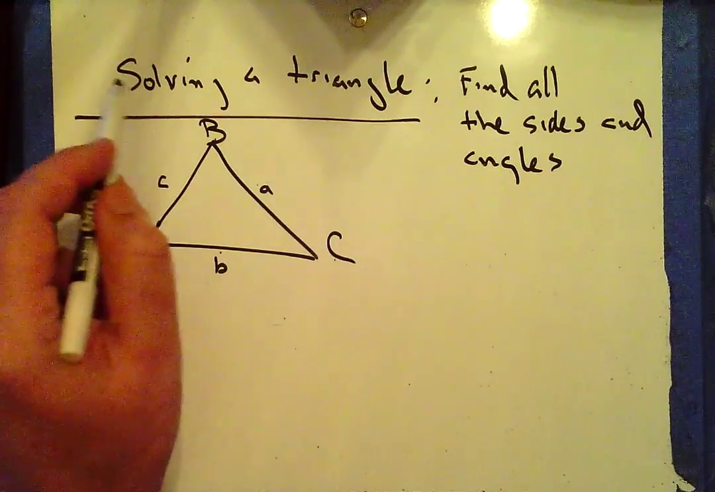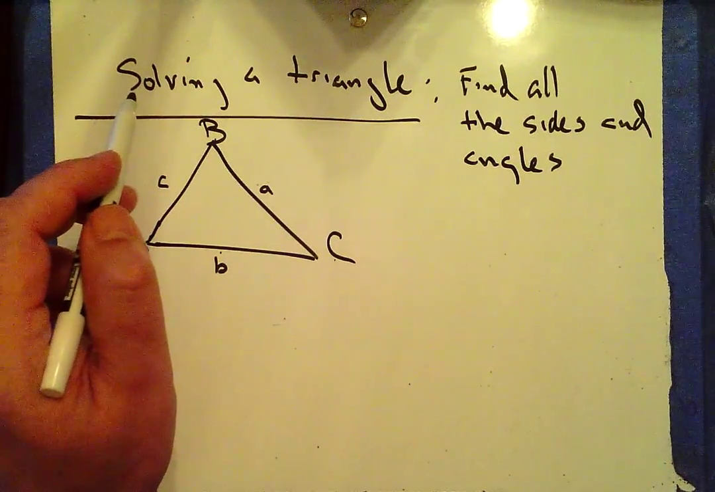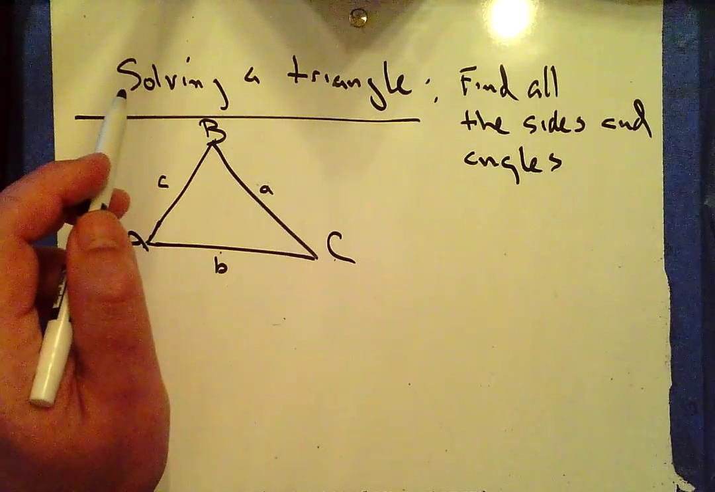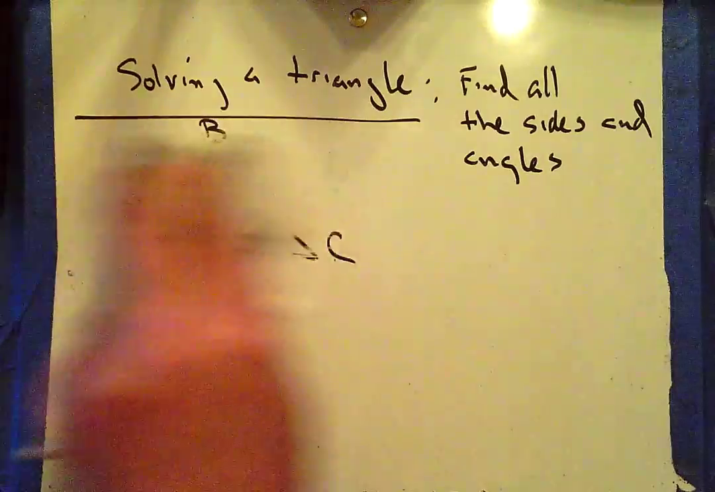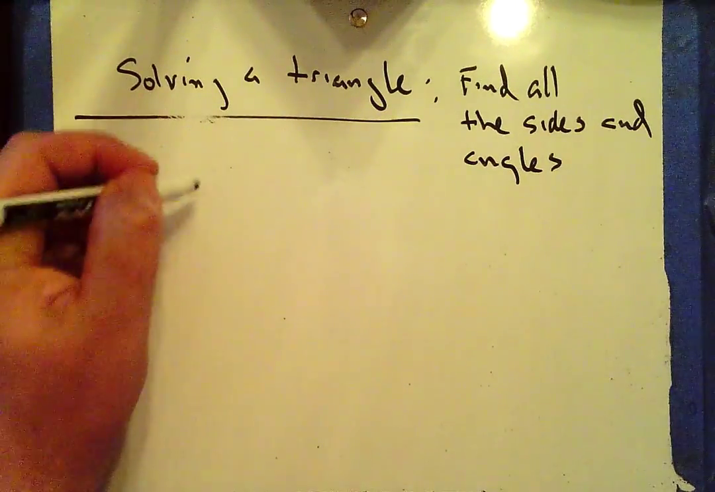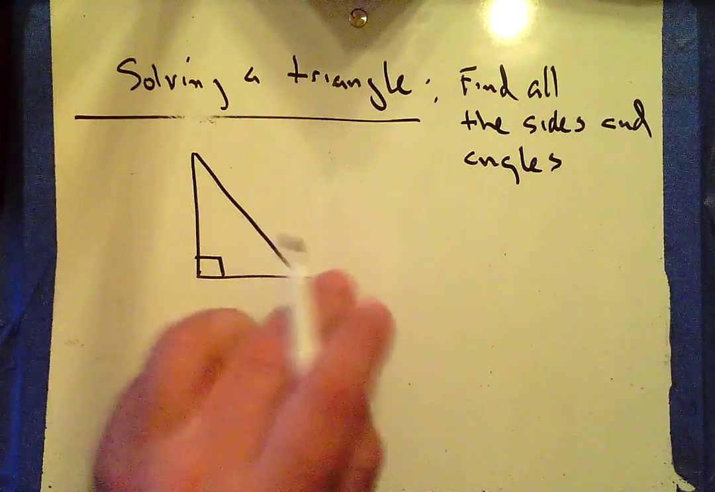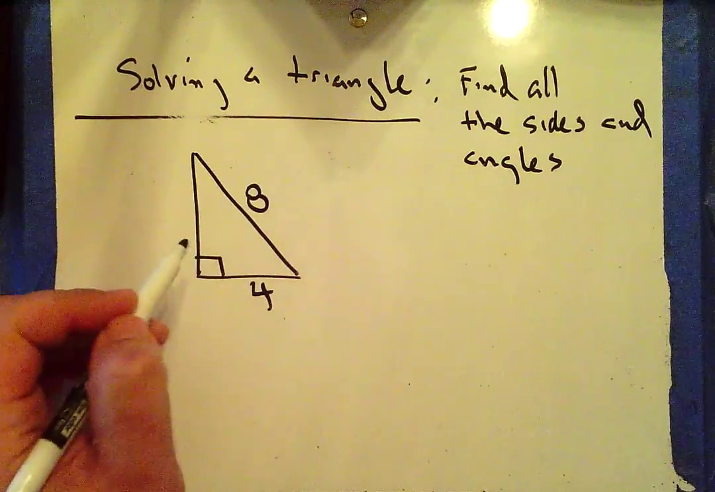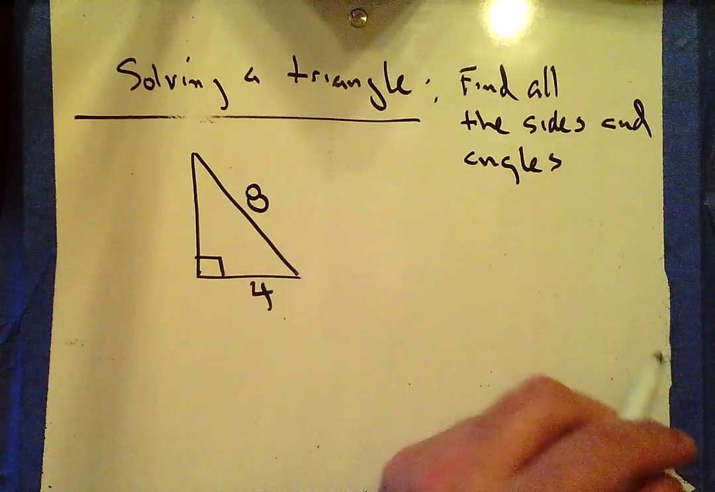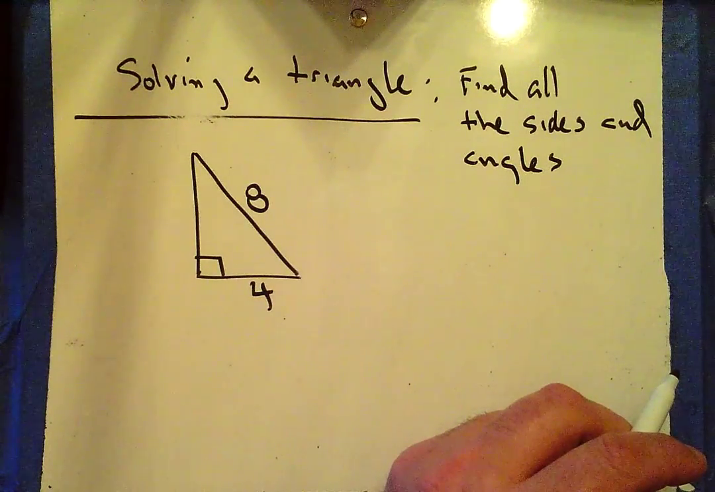Now, we're going to be solving a triangle, and I kind of want to ask you the question, what's the least amount of information you need to solve a triangle? So, for example, if I give you this, 4, 8. How much more information do you need? Can you solve the triangle with those two pieces of information?